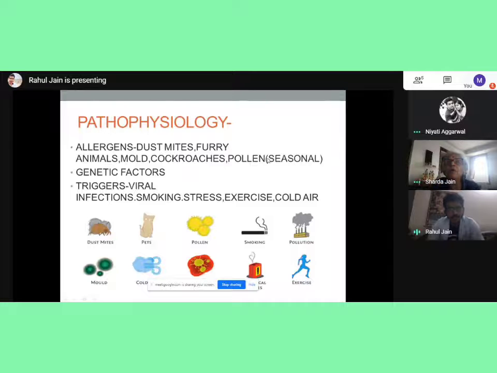So Rahul, what is there in the first line? Furry. What is furry? Furry animals. Okay, okay. Furry animals.